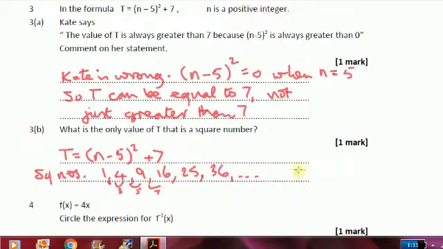Now that's what I want, because 9 plus 7 equals 16. 9 is a square number, and the result is also a square number. So that's what I'm looking for here. They want t to be a square number which is equal to a square number plus 7, so t is 16.